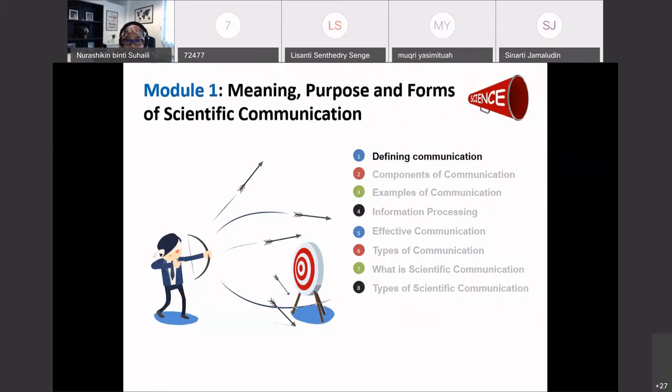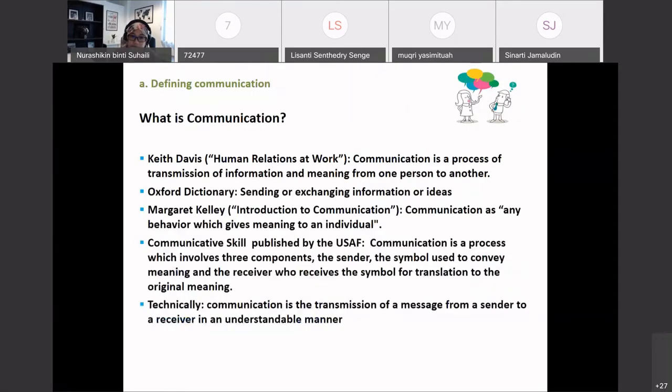So now let's have a look at what is communication. Okay, communication in general is a generic concept. It's a process of transmitting information and meaning from one person to another. So there are many definitions, okay, but you can see that most of them have the same points.